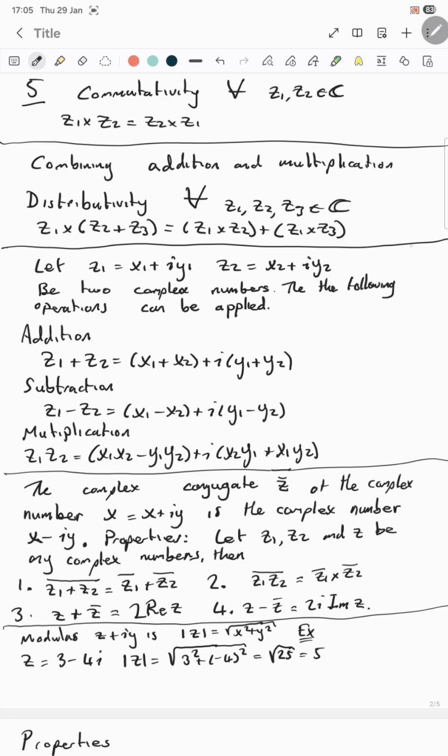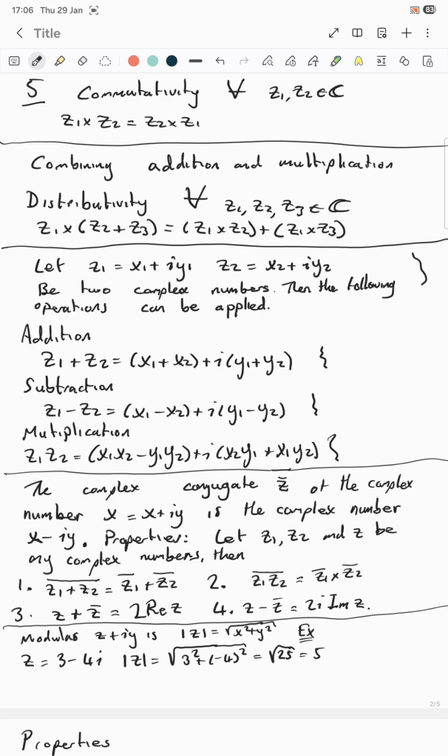Now let's show this. We'll let Z1 equal X1 plus I Y1 and Z2 equal X2 plus I Y2. Let these both be complex numbers. Then the following operations can be applied. Addition, Z1 plus Z2 is this, subtraction is this, multiplication is this. It's all straightforward, easy to follow.